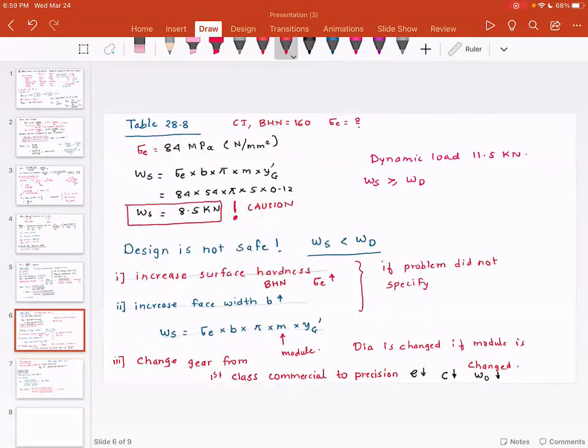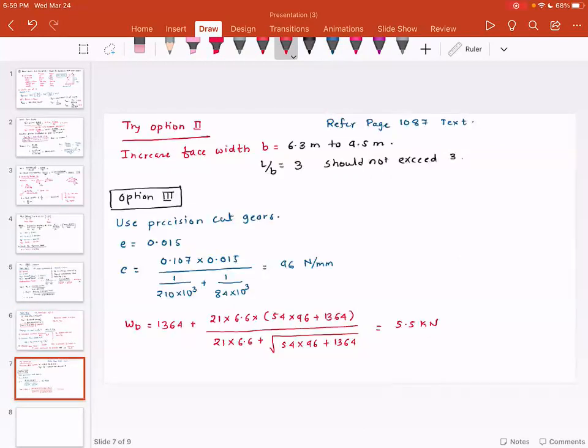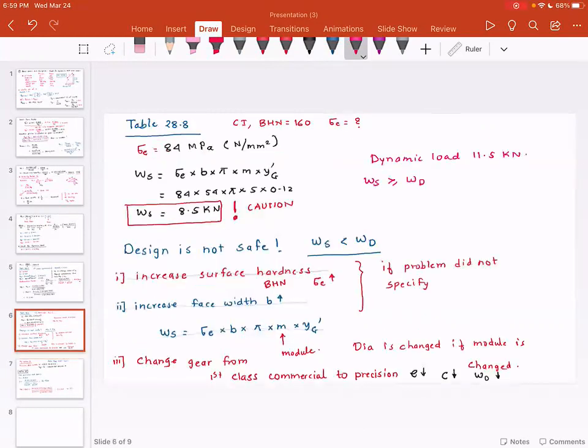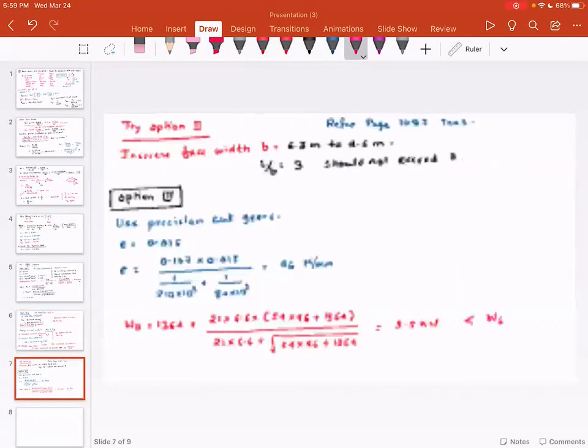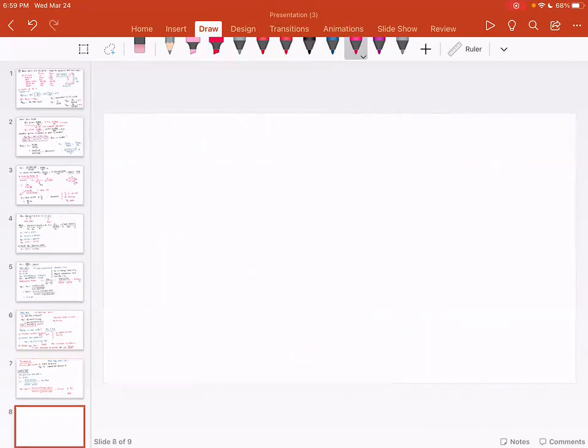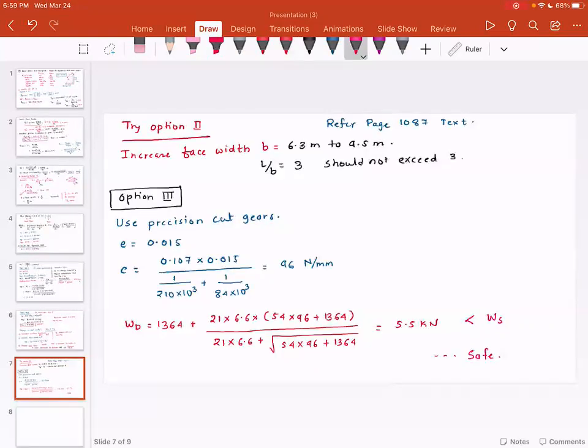This 5.5 kilonewton is less. So can you see WD is now less than WS. WS is 8.5. Hence the design is safe. So now we have to follow the same process and check for the wear load. Okay, before I proceed further, everybody understood?